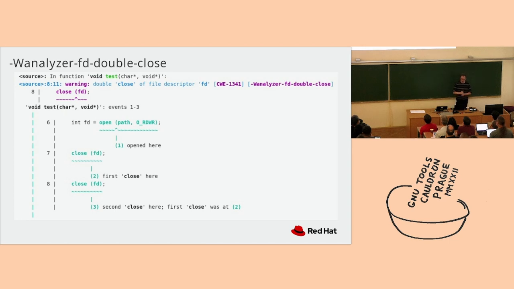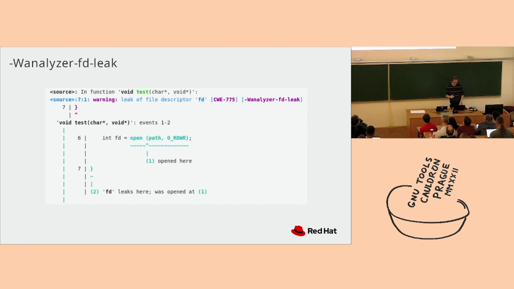We have a double close checker. If a file descriptor gets closed, we transition it to the closed state in our state machine. So the first close is at line 7, and oops, we close it again. Maybe we accidentally copied a line, or maybe it was a merge conflict, and there's a second close. Event 3, and here's where the first close was. Or maybe there's a more complicated control flow, and it will show you where the different closes happen.